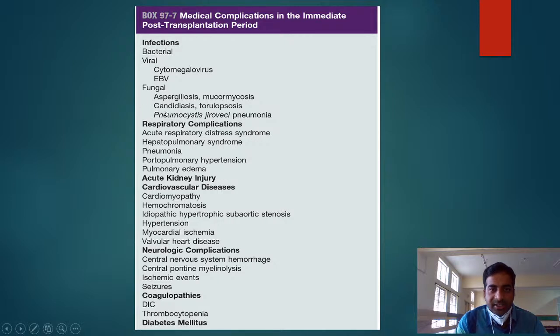Medical complications in the immediate post-transplantation period include infections: bacterial and viral, like cytomegalovirus and Epstein-Barr virus; fungal, like aspergillosis, mucormycosis, candidiasis, and Pneumocystis infections. Respiratory complications include ARDS, pneumonia, hepatopulmonary syndrome, and pulmonary edema. Others include AKI, cardiomyopathies, hypertension, myocardial ischemia, and valvular heart disease. Neurologic complications include CNS hemorrhage, central pontine myelinolysis, ischemic events, and seizures. Coagulopathies include DIC and thrombocytopenia, and there is also diabetes mellitus.